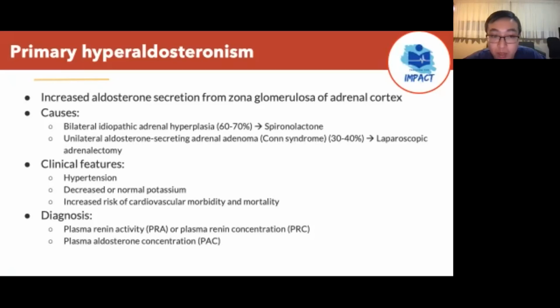Now, there are two common causes for primary hyperaldosteronism. So one is adrenal hyperplasia, which is bilateral adrenal hyperplasia, the most common cause. But in this patient, we don't just have adrenal hyperplasia, we have adrenal adenoma. So an actual benign tumor forming that's secreting aldosterone, and that's what we call Conn syndrome.